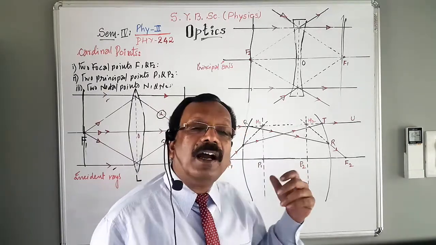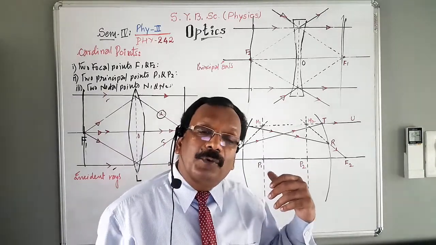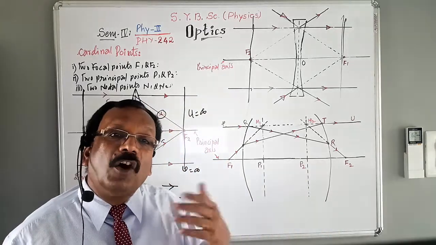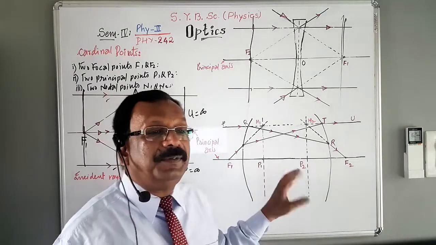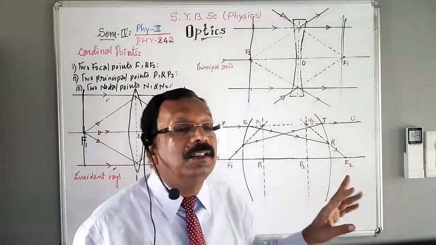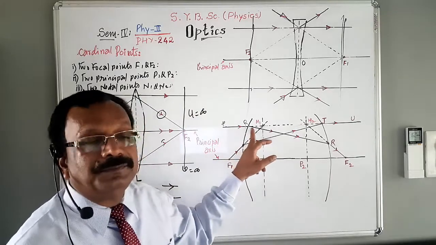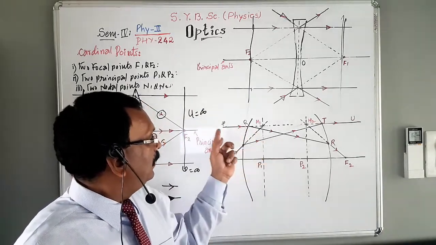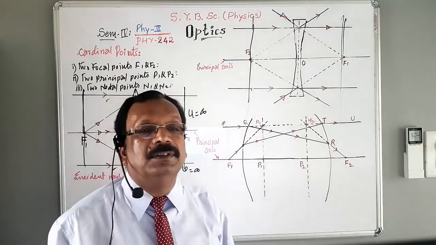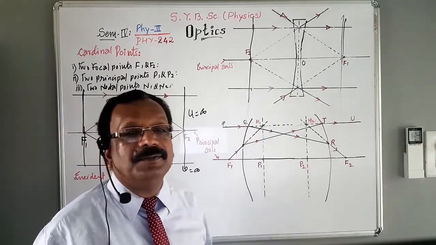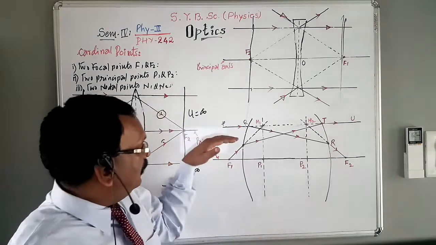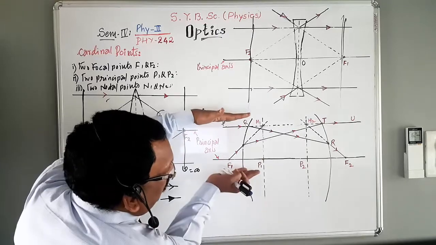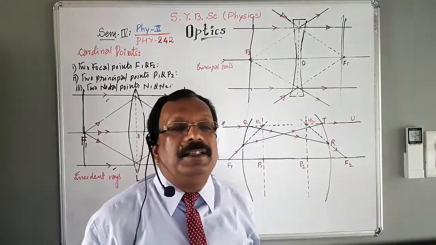We are just going to see how the principal point and principal plane can be obtained. See here, this figure shows that the ray PQ is incident at point Q on the lens. This ray PQ is parallel to the principal axis.